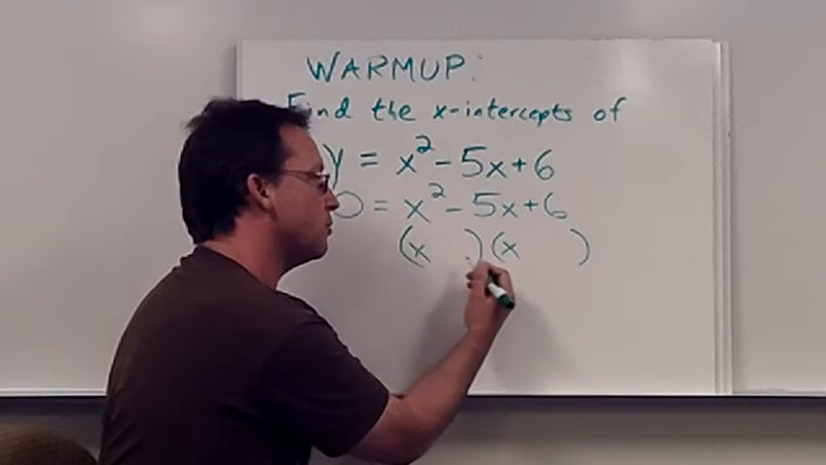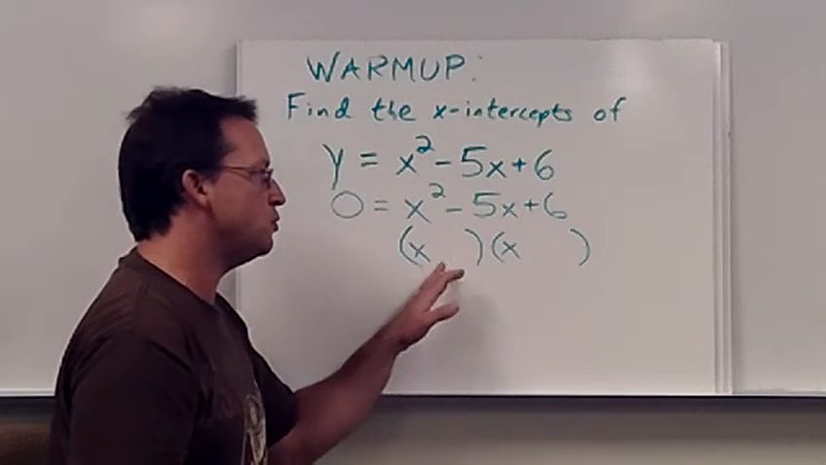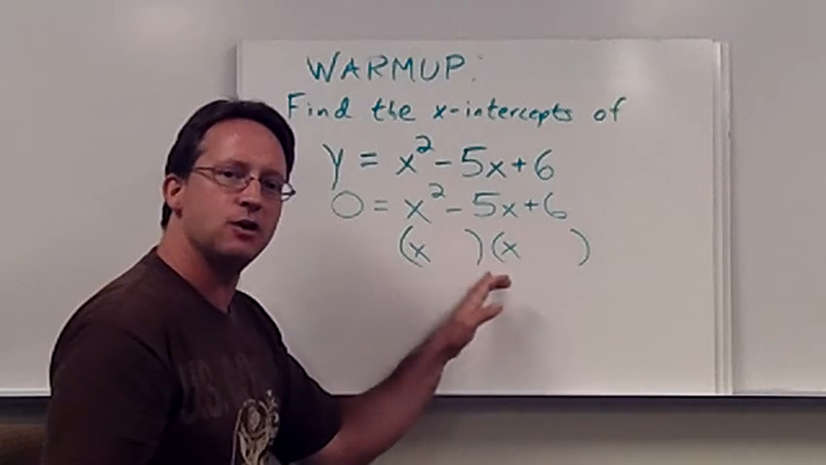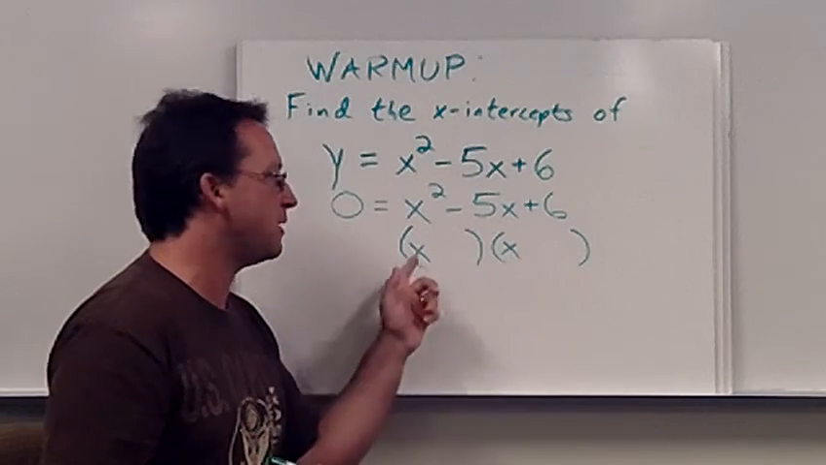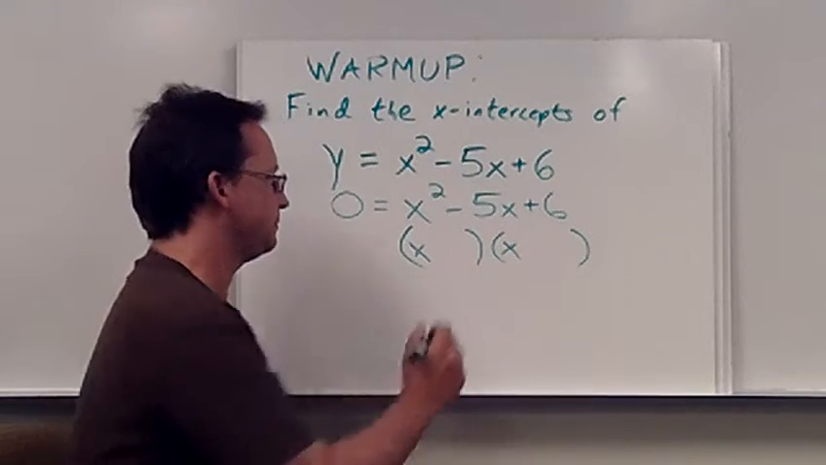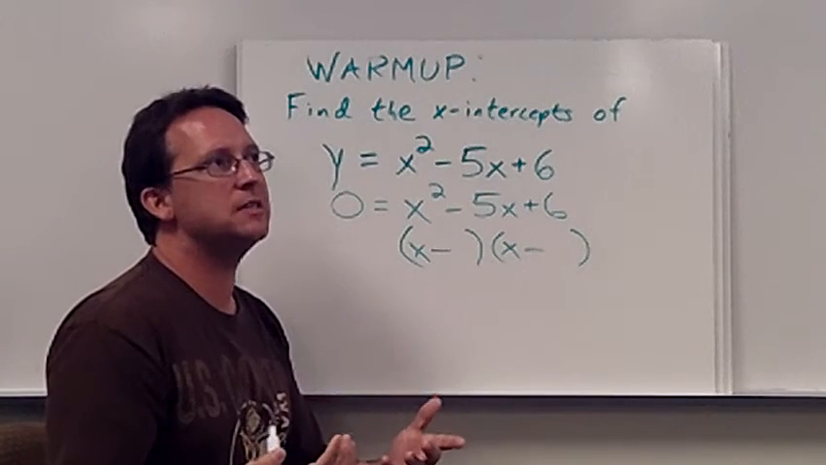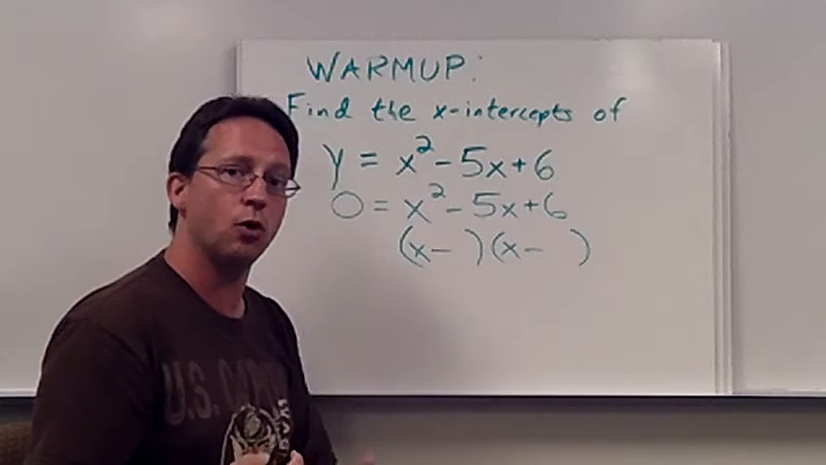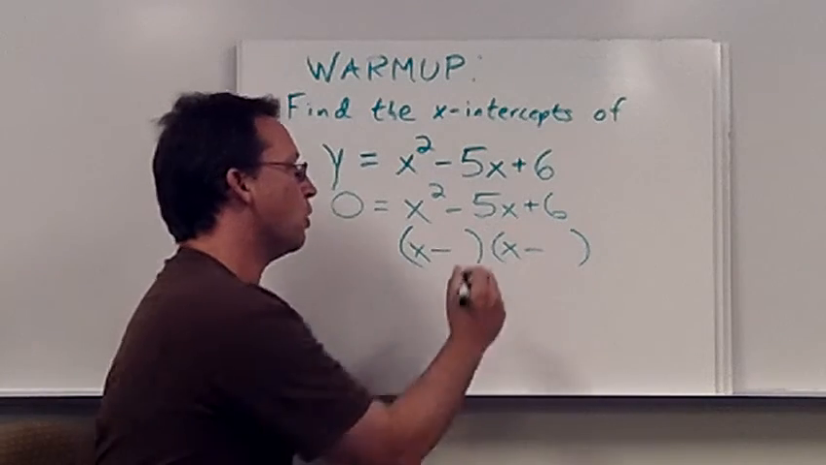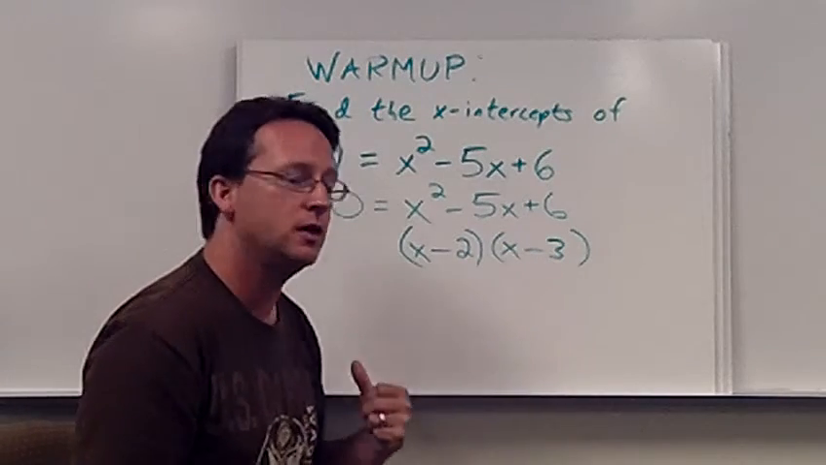Here we need two numbers that have a product of positive 6. Now notice when I do the FOIL, when I do my outer and my inner parts, I'm looking for a minus 5x. So I would expect that both of these signs would be negatives. And then 1 times 6 would give me 6. But I think you'll notice when you do the outer and the inner, 1 and 6 don't work. 2 and 3 do work. x minus 2 and x minus 3 are our factors here.